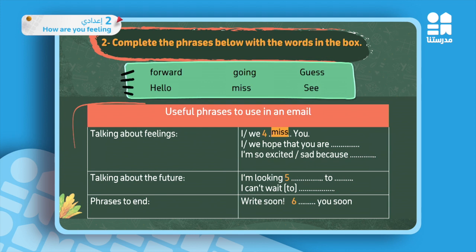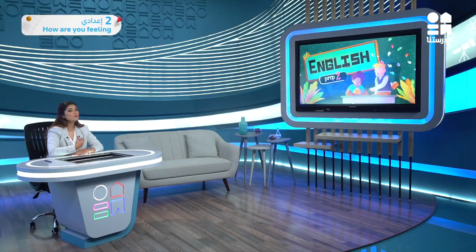We can also say I or we hope that you are okay, that you are fine. I can say it. I hope you are fine. Or I can say I am so excited. I am so sad. I am so happy. I am so worried. For example, if you have exams, of course we are worried before the exams. يعني احنا بنبقى متوترين. ف you can mention this in the email. Or you can say I am sad because you left the school. Or I can say I am happy because I got the full mark in all the exams.